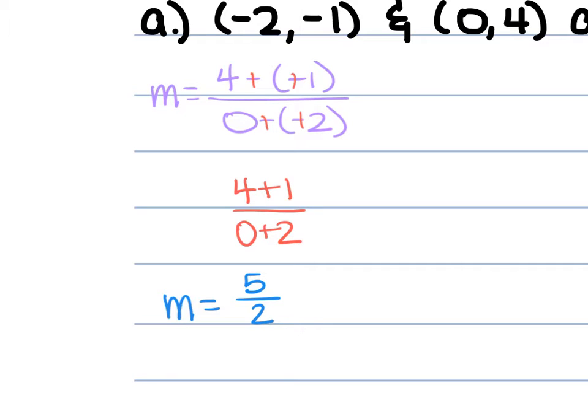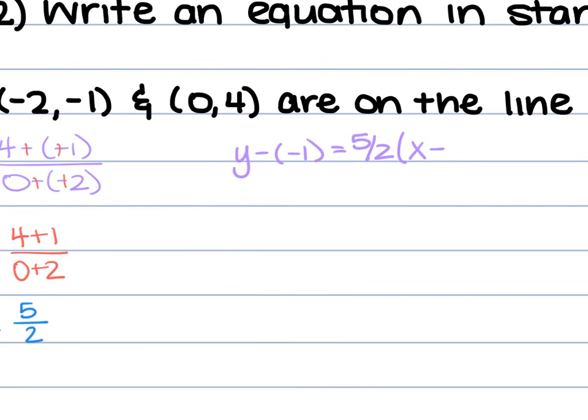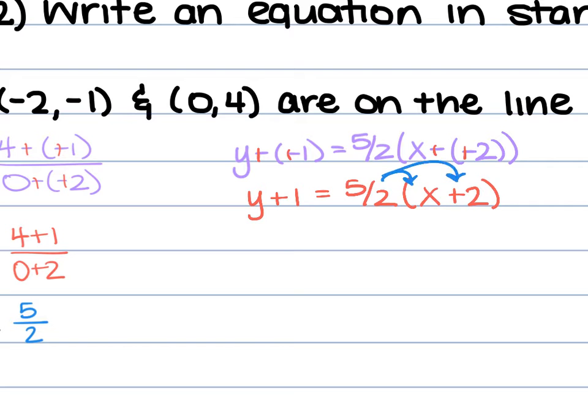We're going to use one of these 2 points. Doesn't matter which one we use. I'm going to use the first. So I'm going to have y minus -1 is equal to 5 over 2 times x minus -2. Two negatives next to each other turn into positives. So y plus 1 is equal to 5 over 2 times x plus 2. We're going to distribute that 5 over 2. Y plus 1 is equal to 5 over 2x plus 5.